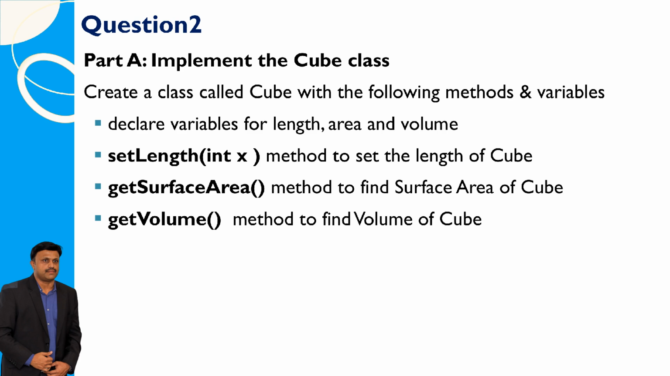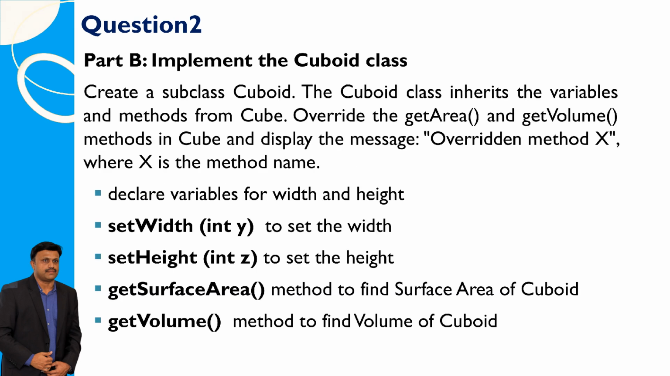It should have a setLength(int x) method to set the length of the cube, a getSurfaceArea method to calculate the surface area, and a getVolume method to compute the volume. In Part B, implement a Cuboid class as a subclass of Cube. This class should inherit the properties and methods from Cube and override the getArea and getVolume methods, displaying the message overridden method x, where x is the method name. Additionally, declare variables for width and height, and provide methods to set these dimensions, setWidth(int y) and setHeight(int z). Include methods to calculate and return the surface area, getSurfaceArea, and volume, getVolume, of the cuboid.